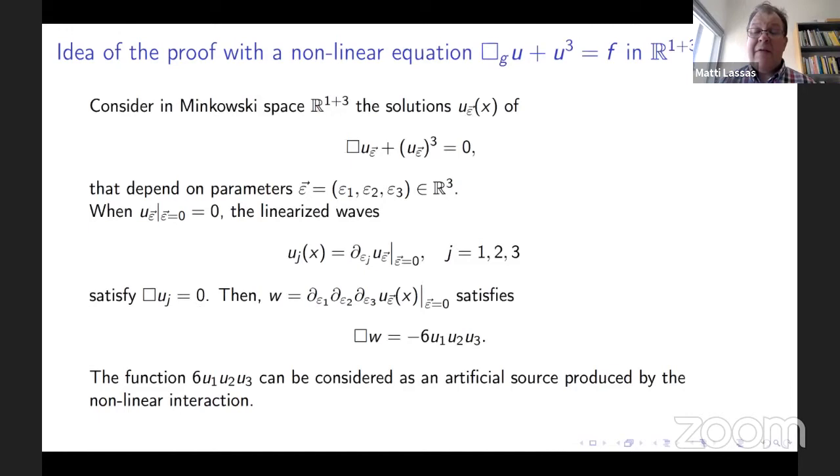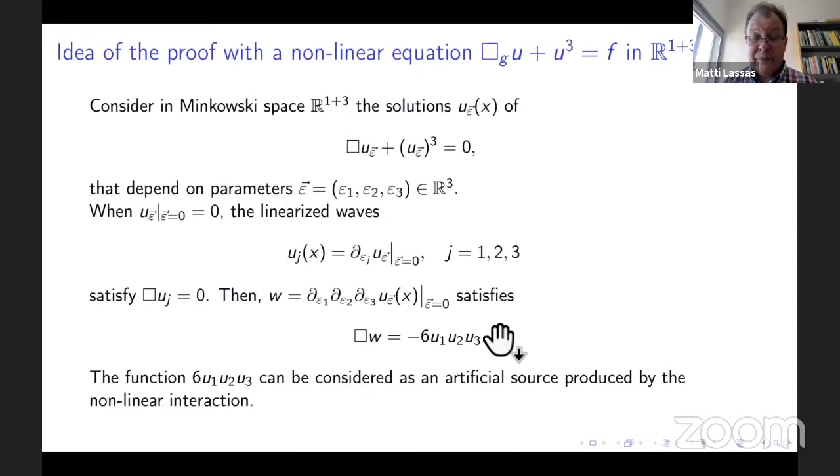And if we consider multiple linearization, we differentiate with respect to all epsilon parameters, we obtain a function w. And when we differentiate this 3 times, we see that this third derivative w satisfies the equation where the Euclidean wave operator of w is a product of these solutions u1, u2, u3. So there appears a source term here. Originally we didn't have any physical source, but now there is the interaction of the waves. So this product u1, u2, u3 creates something that we call an artificial source produced by the nonlinear interaction.